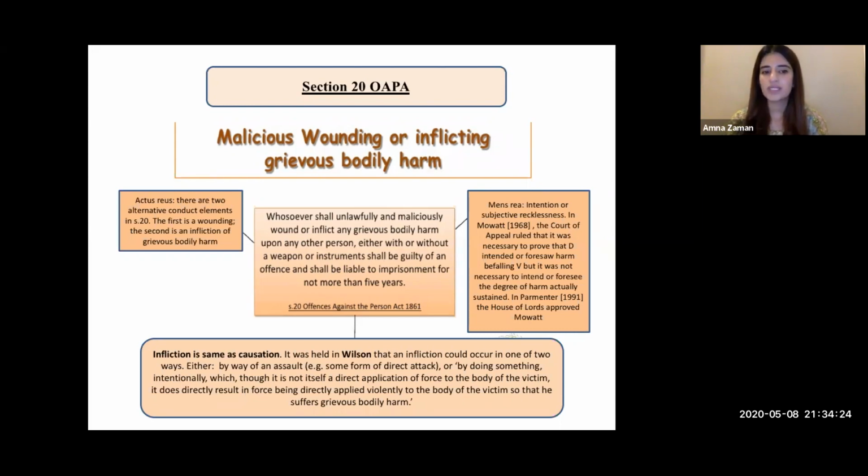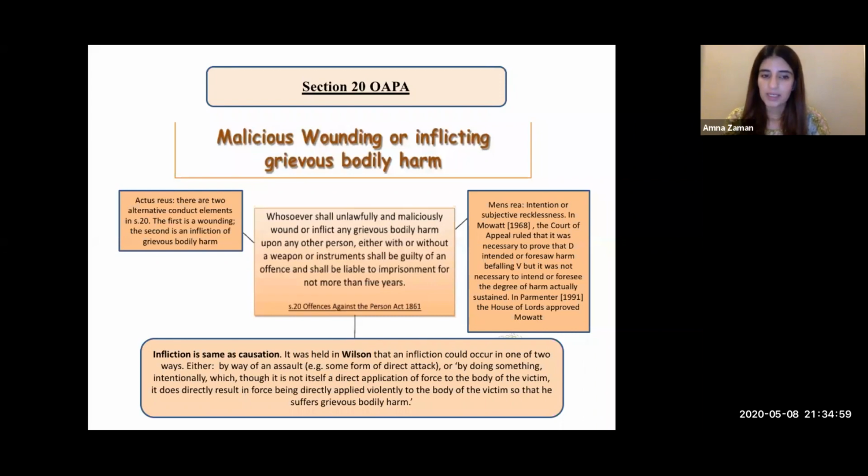And the second way of inflicting harm was by doing something intentionally, which although itself was not a direct application of force to the body of the victim, directly results in force being applied violently to the body of the victim. And that thing done was intentional. Now I will give you two examples for you to be able to understand the difference between causing harm and inflicting harm.